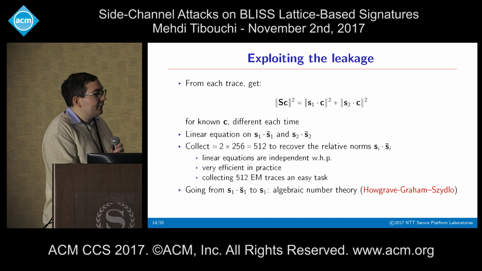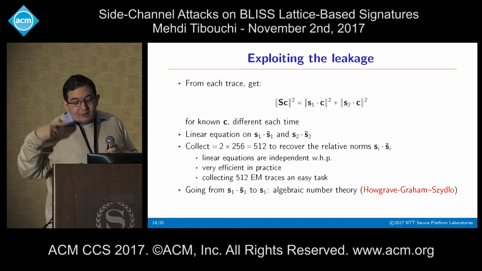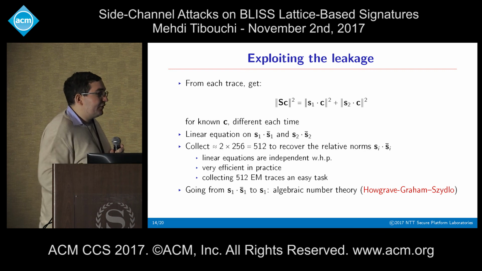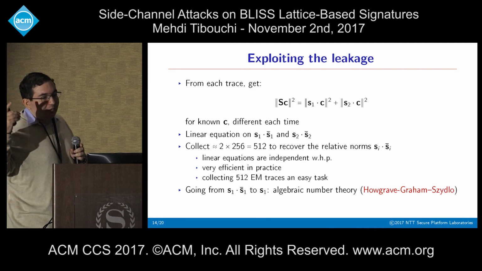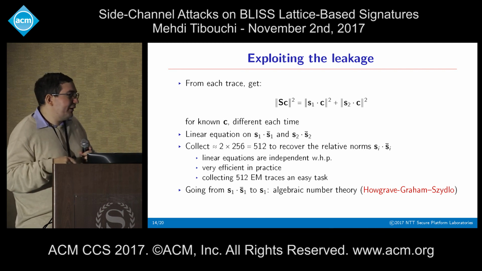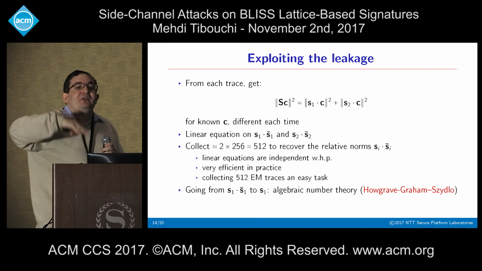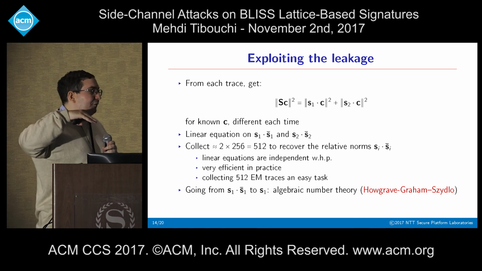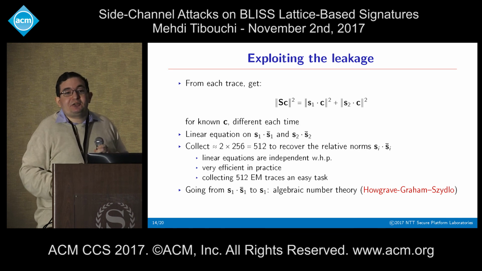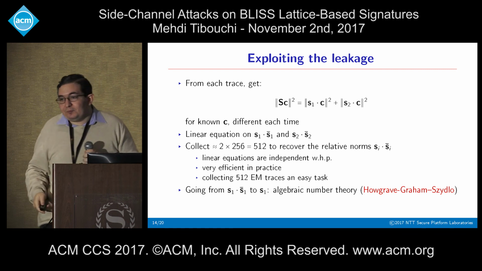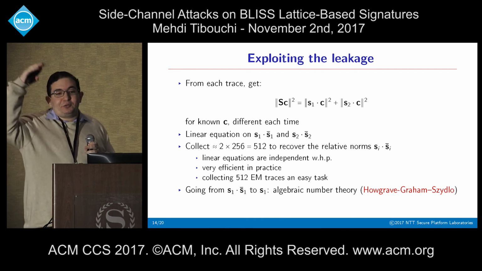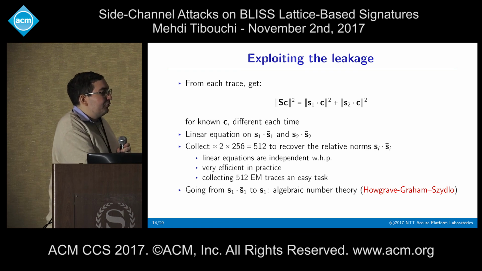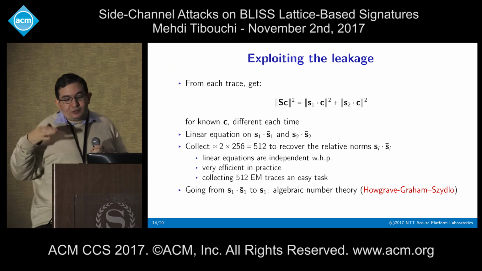So the S1 times S1 bar, the absolute value of S1 as a complex number, and the same for S2. These two elements live in a space of dimension 256. S1 itself is in a space of dimension 512, but here you're in a subfield, a quadratic subfield, if you want. As a result, each depends on 256 coefficients, and you have two of them. So if you have two times 256 linear equations, you should be able to recover these two values, these two real numbers in some sense.